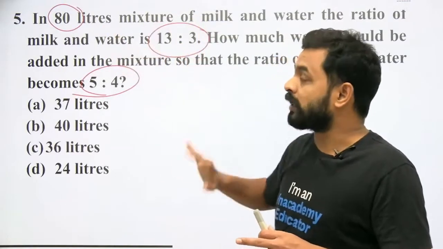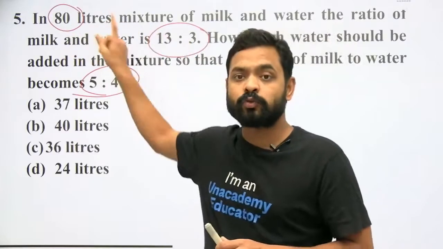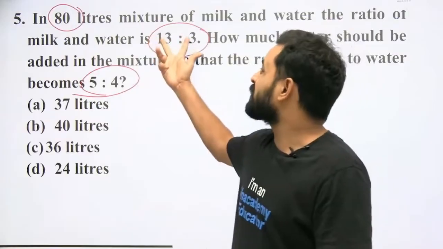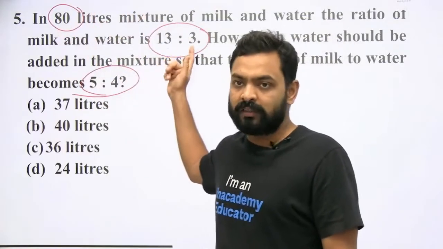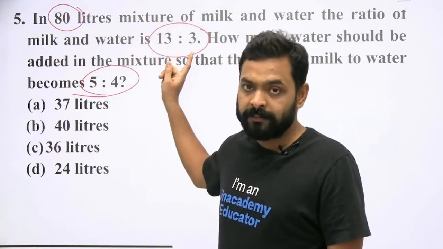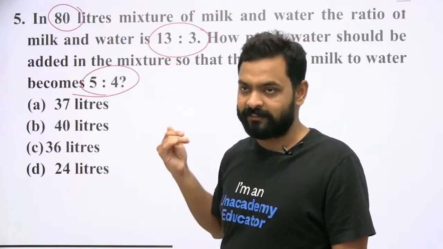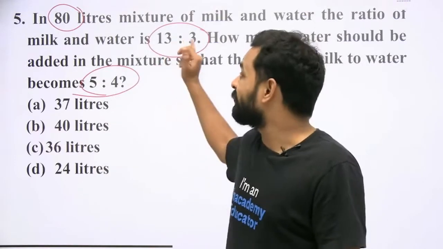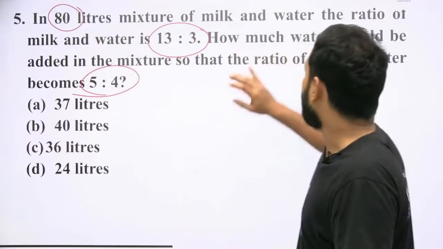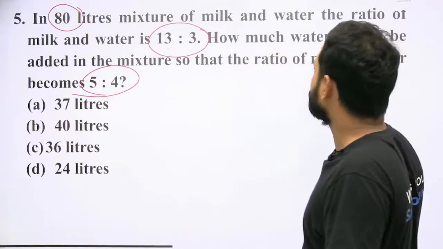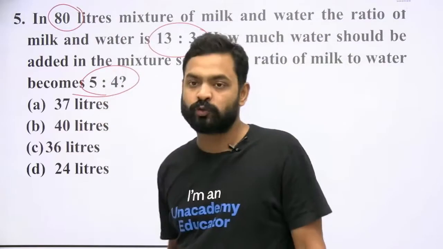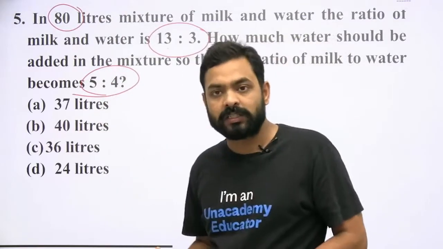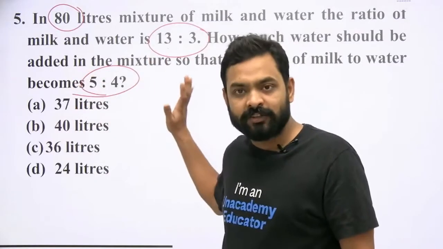80 liter, 13:3. Total 16 unit is 80, so 1 unit is 5, so 13 unit is 65. Let me repeat. 16 unit is 80, so 1 unit will be 80 upon 16, that is 5. So 13 unit will be 65, and 3 unit will be 15. 65 and 15 becomes 80. Now, how much water should be added so that the ratio of milk and water becomes 5:4? What is unaltered? Milk is unaltered, right? So 5 unit is 65.